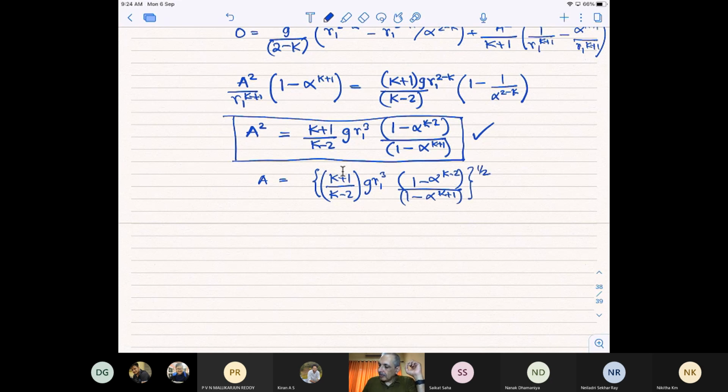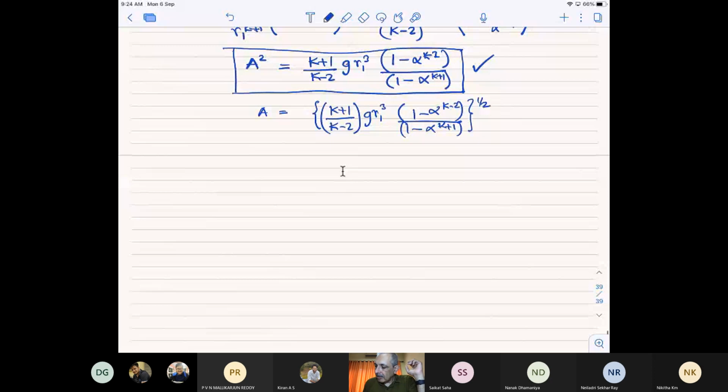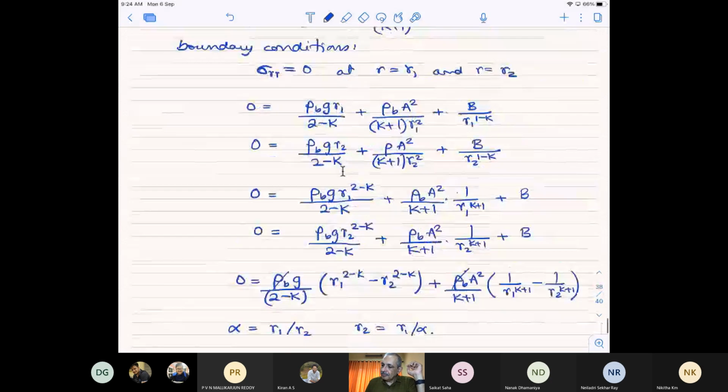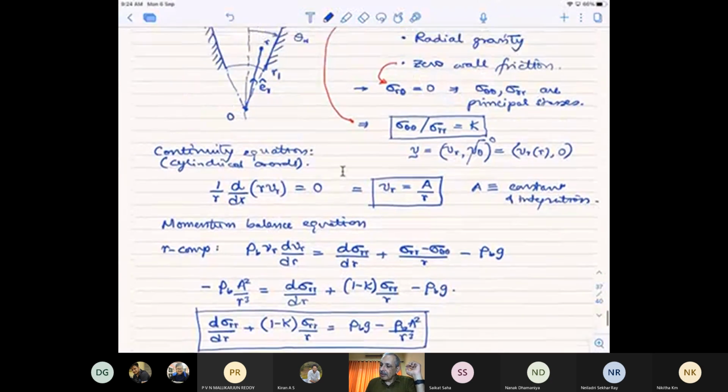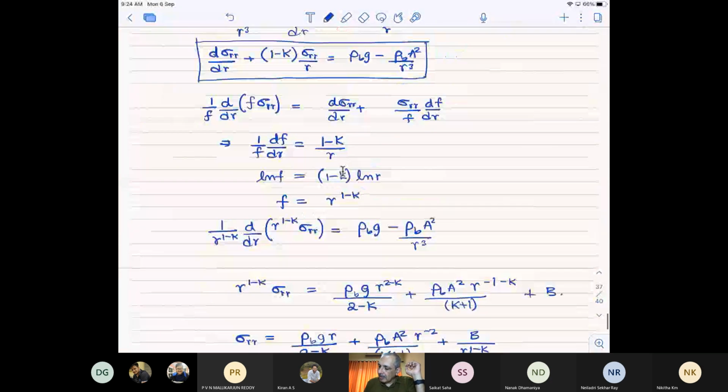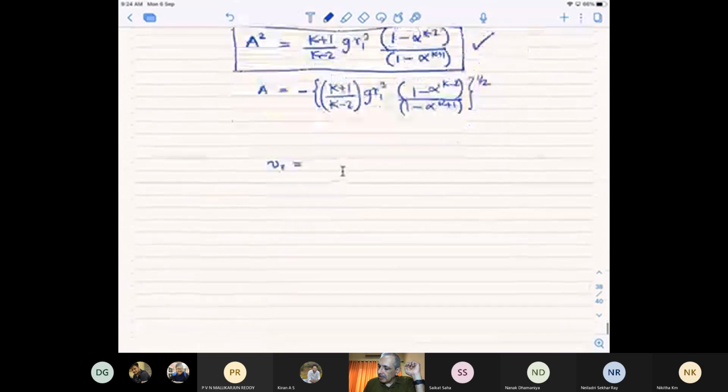This raised to the power of half. And really the key result then you get is that the radial velocity coming out, and actually A should be negative. Why is A negative? Because if you see this, the velocity is in the negative direction. So VR is in the negative direction, so A is negative.